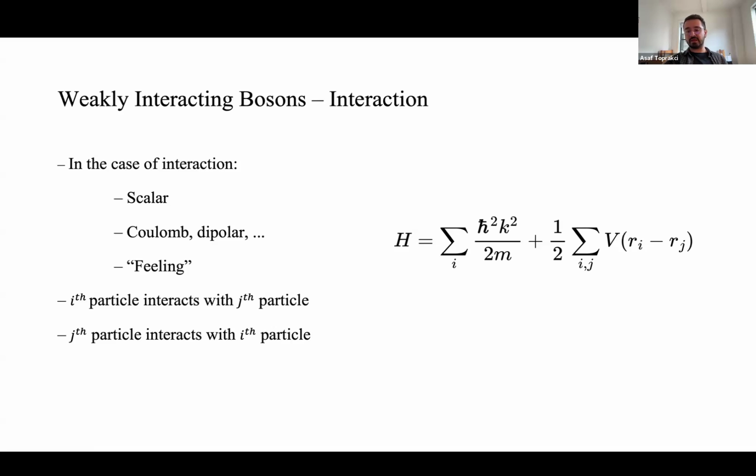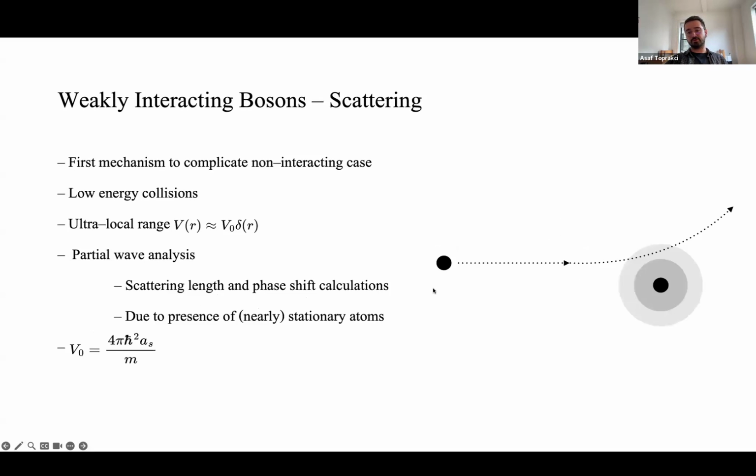And in that sense, they encode some sense of feeling towards each other. Since each interaction increases our energy, we need to write every combination of possible interactions. To write this down in our Hamiltonian, we usually consider the ith particle's interaction with the jth particle, and the jth particle's interaction with the ith particle. As you can see, this is double counting, so that's why we have this 1/2 factor in our Hamiltonian.